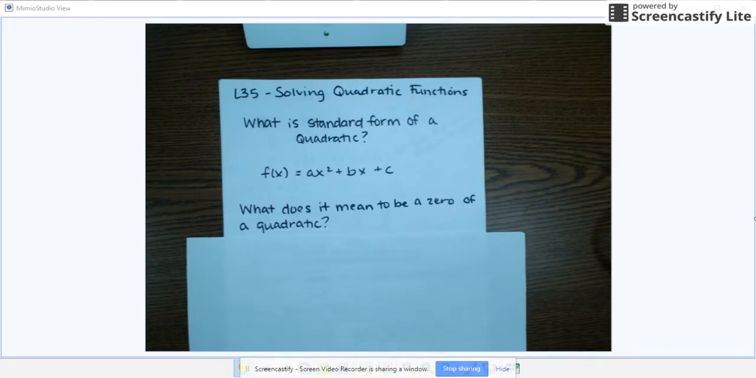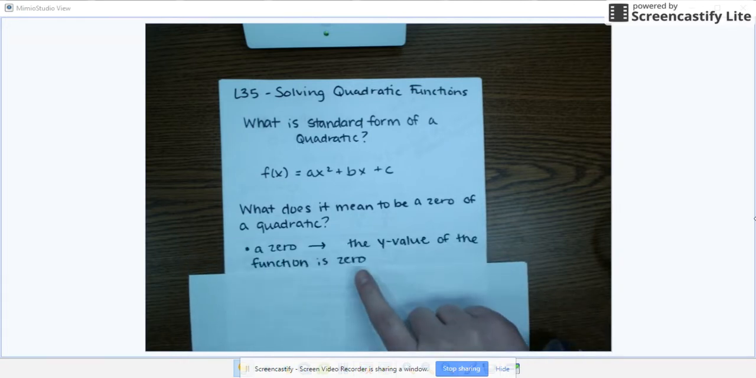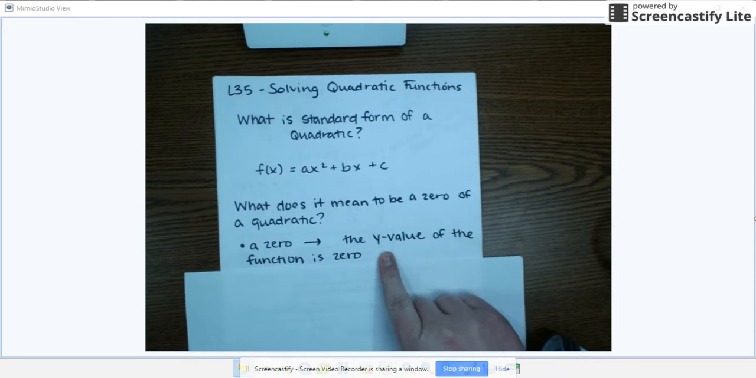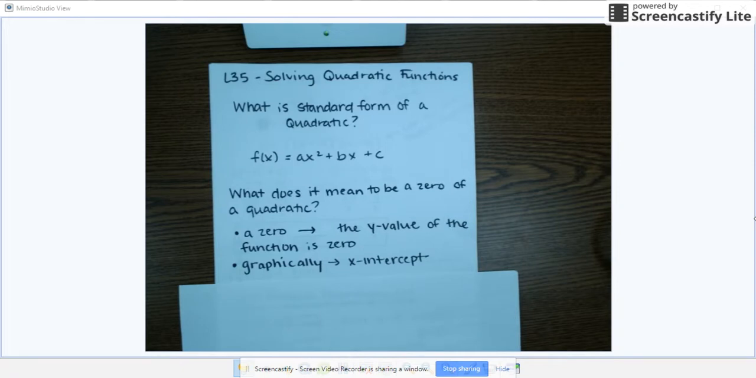Okay, so next we're going to talk about what does it mean to be a zero of a quadratic? Well, that means that we set it equal to 0, meaning that our y value would be 0. So it's any time our y value is 0 for our quadratic equation. If we think about that graphically, that means we have an x-intercept. So graphically, we're talking about x-intercept. So anytime you see that 0, if it asks for a 0, you know you're going to find an x-intercept.